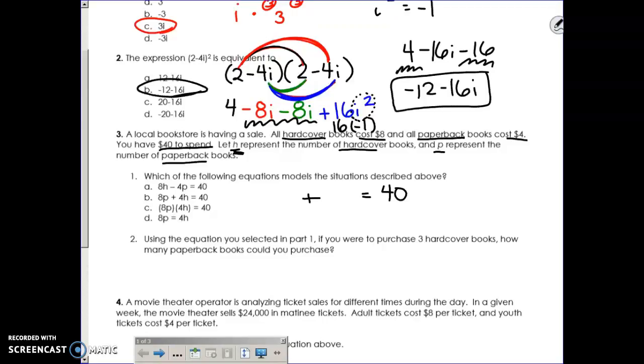Alright, so hardcover books cost $8. If I buy 5 hardcover books, that's going to be 5 times 8, which is 40. If I buy 3 hardcover books, it's going to be 3 times 8, 24. So whatever I do, it's 8, the amount of money per book, times the number of hardcover books I bought. Same thing with paperback. It's $4 per paperback. P is for paperback because I don't know how many there are.